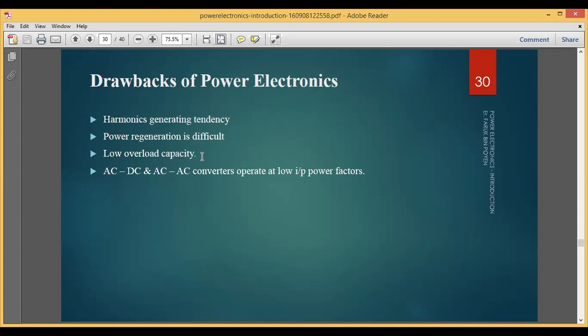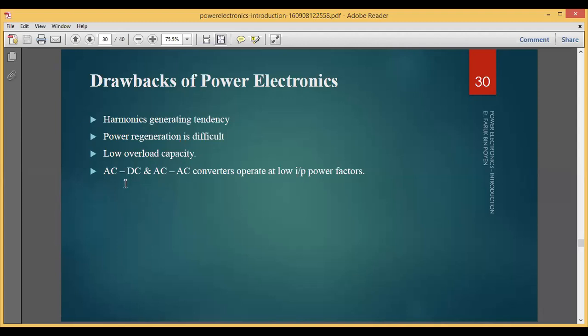Then the third drawback here is the low overload capacity. Low overload capacity is nothing but all the power electronic devices are specified with some amount of load. If that particular load is exceeded, then there is a chance the device may get damaged. So that is another drawback here.